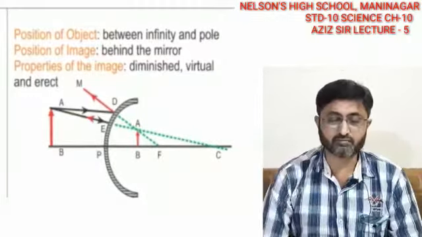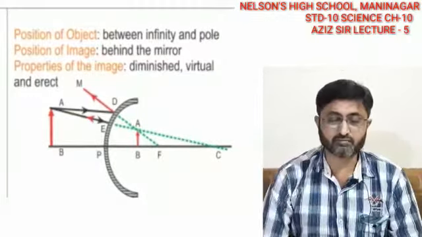The red line showing the smaller size is the image that is formed, that is A dash B dash, for the object AB. Where is the position of the object? Between pole and infinity. Where is the image formed? Behind the mirror. The nature of the image is virtual and erect, and the size is diminished, not highly diminished, but yes, it is diminished. You can see the image properly.